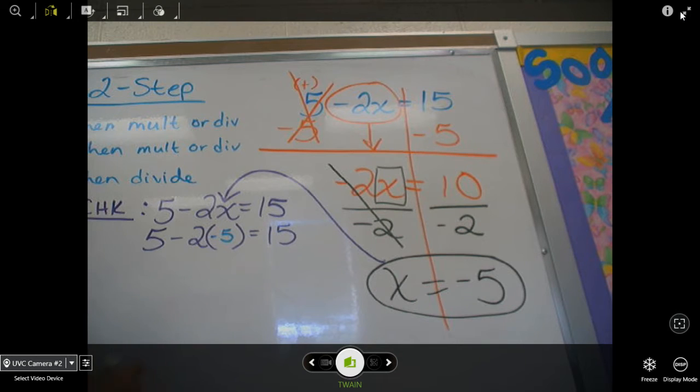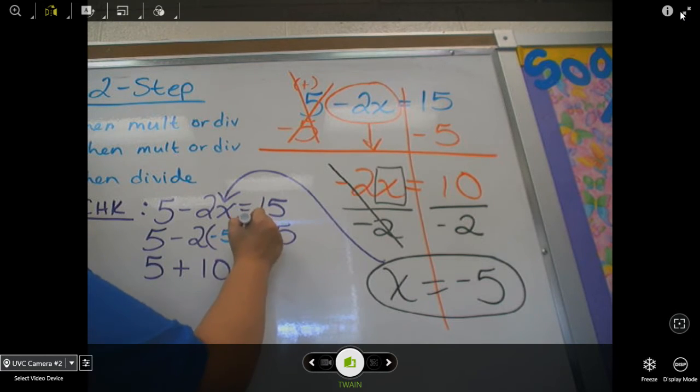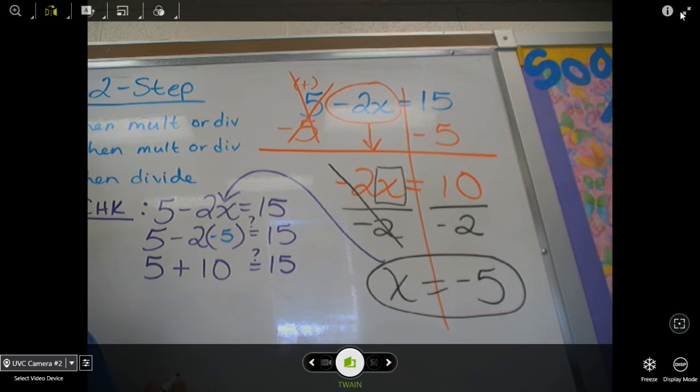Now, 5, a negative times a negative is always what? Positive. 2 times 5 is 10. I put a question mark because I'm checking to see if this is right. What is 5 plus 10? 15. Does that equal 15? Yes. So that means I got the right answer and I can move to the next problem.